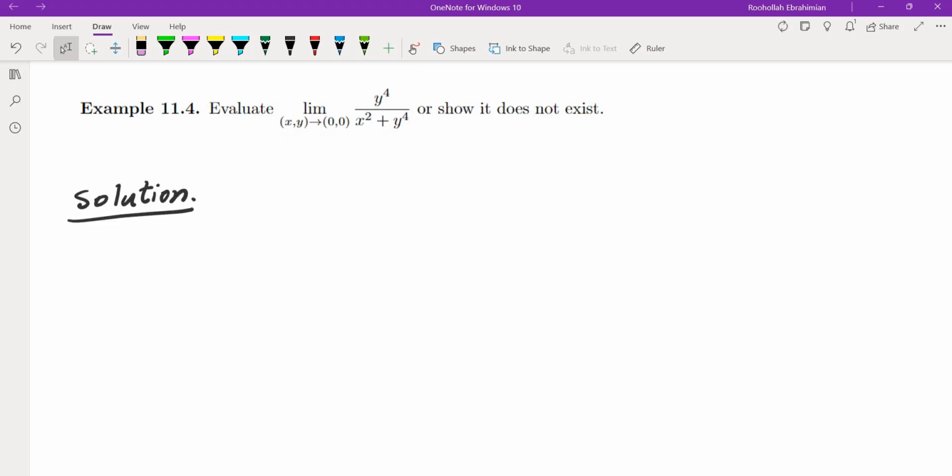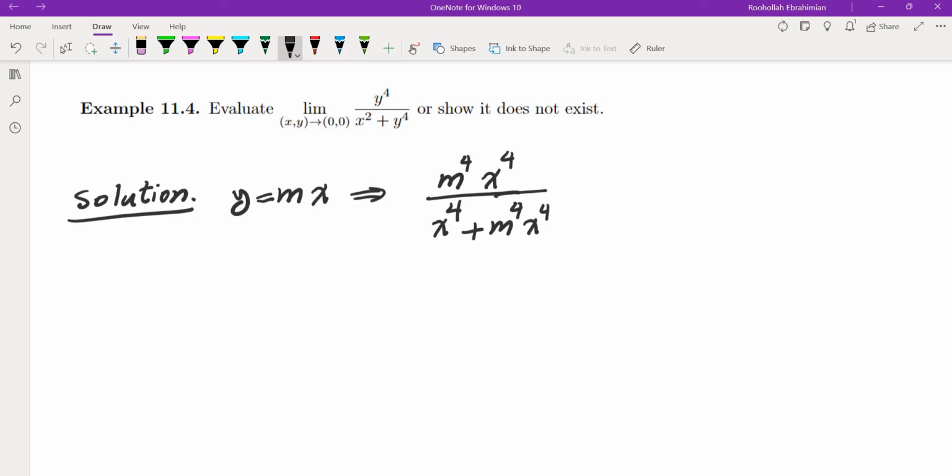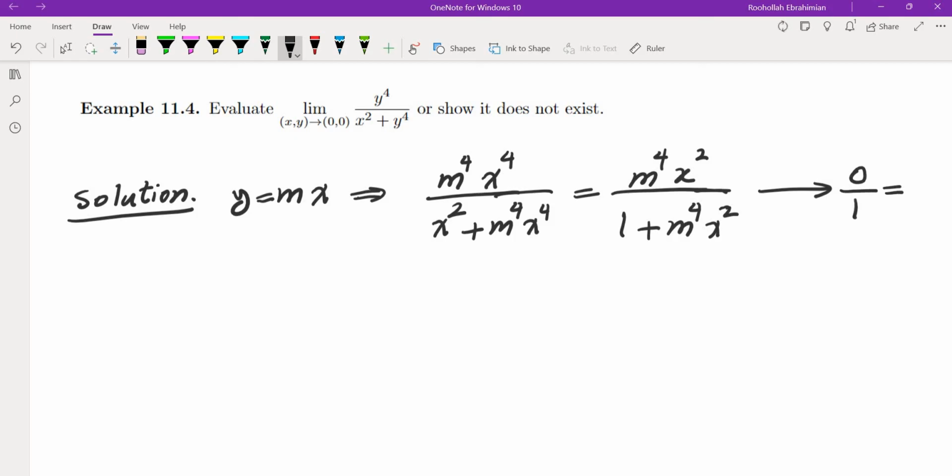Okay, evaluate this limit or show it does not exist. So we're going to do the same thing again. We're going to approach the origin along the line y equals mx. So let's see what we get. We get m to the fourth x to the fourth over x squared plus m to the fourth x to the fourth. Let's simplify this. Both numerator and denominator have a factor x squared, so we can cancel. We get x squared over 1 plus m to the fourth x squared. As x goes to 0, this goes to 0 over 1, which is 0.